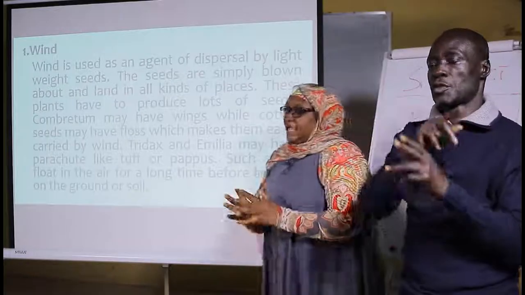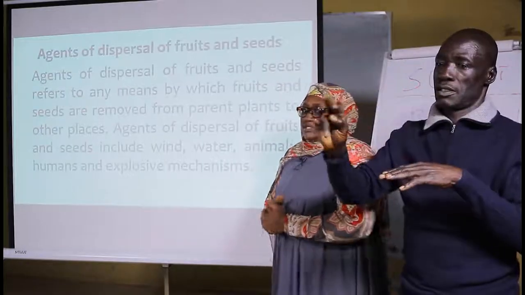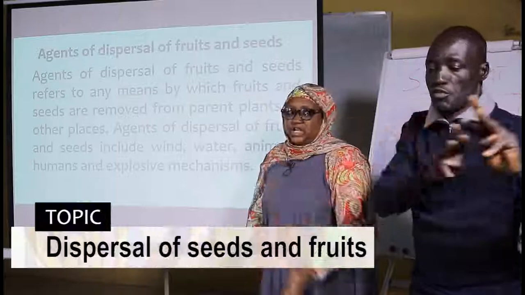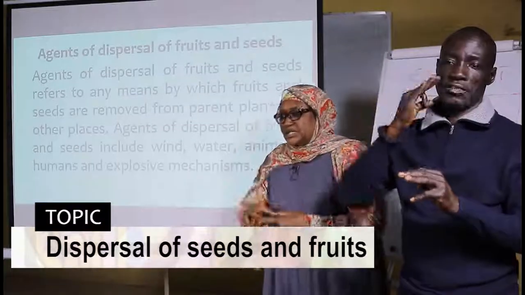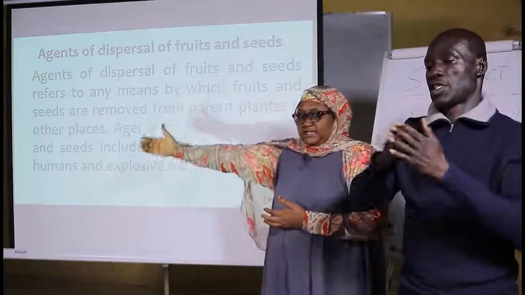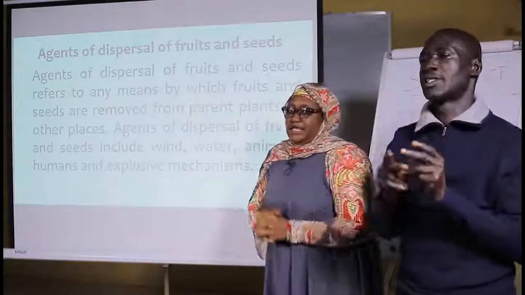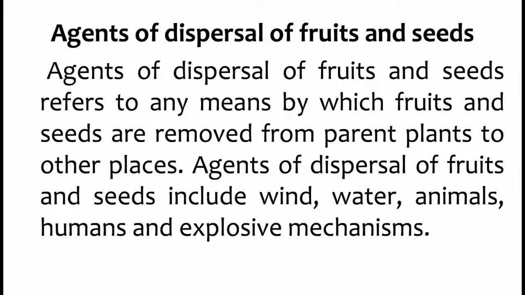Then we now look at agents of dispersal. Now we have seen what is dispersal and what are the importance of dispersal. What are the agents of dispersal? That is, what are those things? Since we said dispersal is the movement of fruit and seed, what moves the fruit and the seeds to other places? That is what we mean by agent of dispersal. Agent of dispersal of fruit and seeds refers to any means by which fruit and seed are removed from the body of the parent plant to another place. Agents of dispersal of fruit and seed include the wind, then we have water, animals, and explosive mechanism.